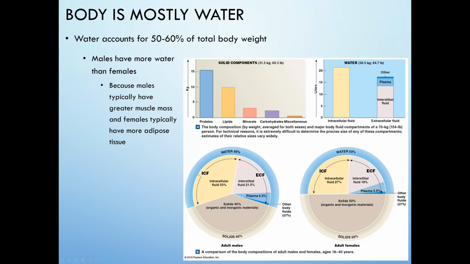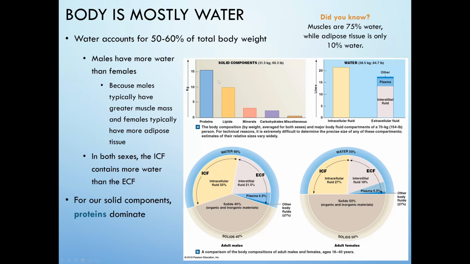And this is because males typically have a greater muscle mass and females typically have more adipose tissue. If you didn't know, muscles are 75% water, while adipose tissue is only 10% water. So males tend to have more muscle mass and less adipose tissue, therefore they have a greater percentage of water. However, it doesn't matter if it's a male or a female. In both sexes, the intracellular fluid contains a lot more water than the extracellular fluid. So if you look at this graph up here at the top right, there is more water in the intracellular fluid than there is in the extracellular fluid.